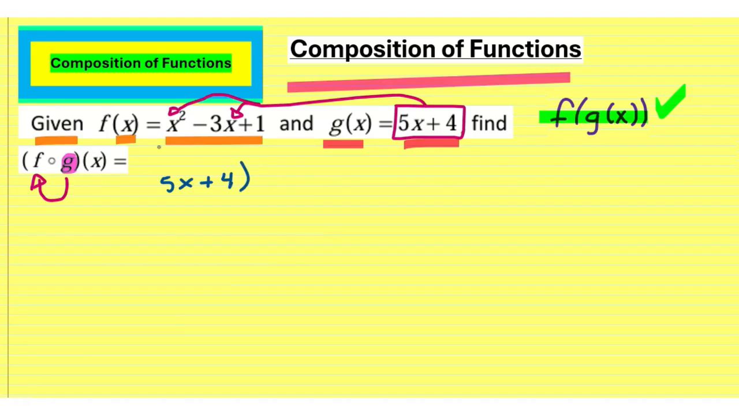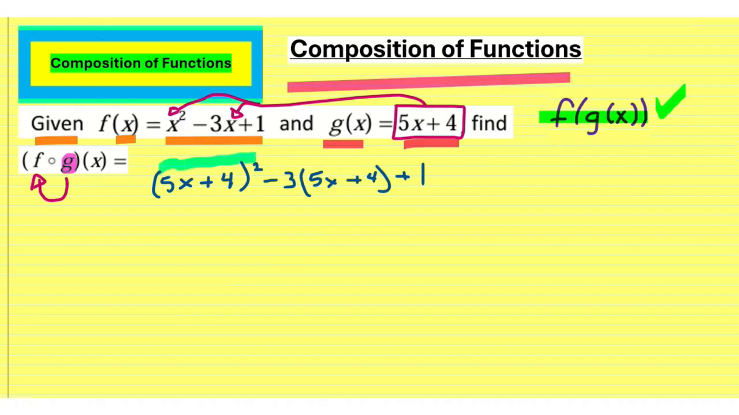Oops, it doesn't really look like a 2. It looks like a z. Okay, that's a little bit better. Okay, and then minus 3x is going to become minus 3 times the expression 5x plus 4. So minus 3 times 5x plus 4. And then we still have the plus 1 on the end. So plus 1. Okay, so the first thing we need to work on is squaring this expression right here.